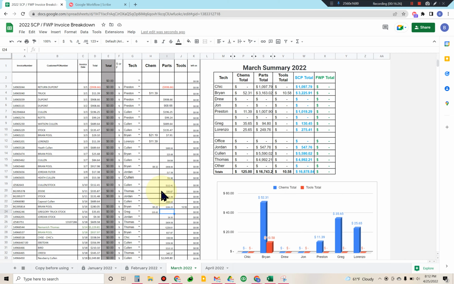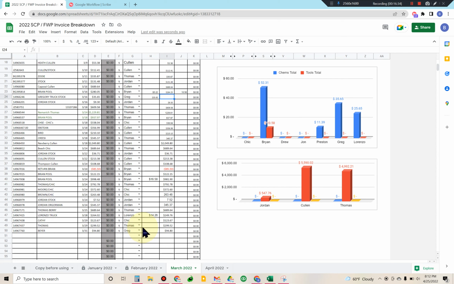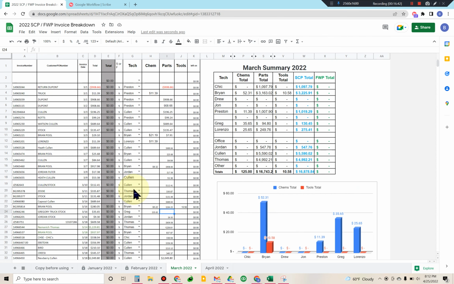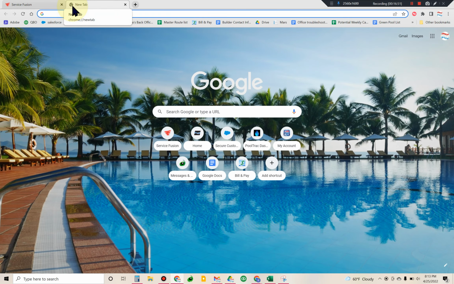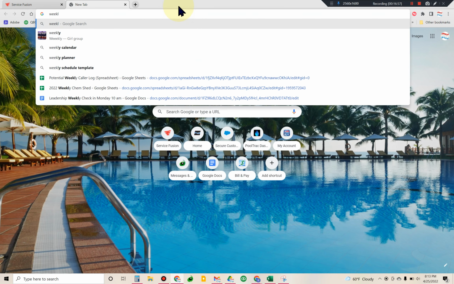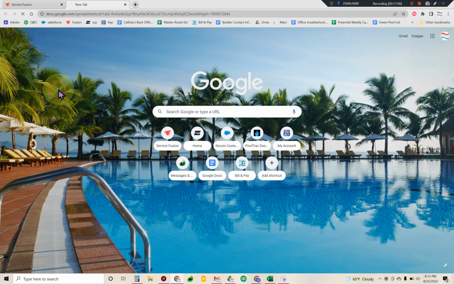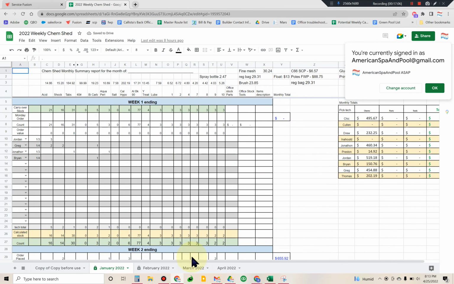So the next thing that we would do is go and do the same thing, but with FWP. We're going to leave FWP alone for right now because direction-wise, it's exactly the same. But we're going to go ahead and do the next part, which is allocating what we've checked out to the office over to the techs. So we'll go ahead and look at that. That's on our weekly sheet. So you're going to pull up your 2022 weekly chem sheet. And we want to allocate these things. We're doing March.